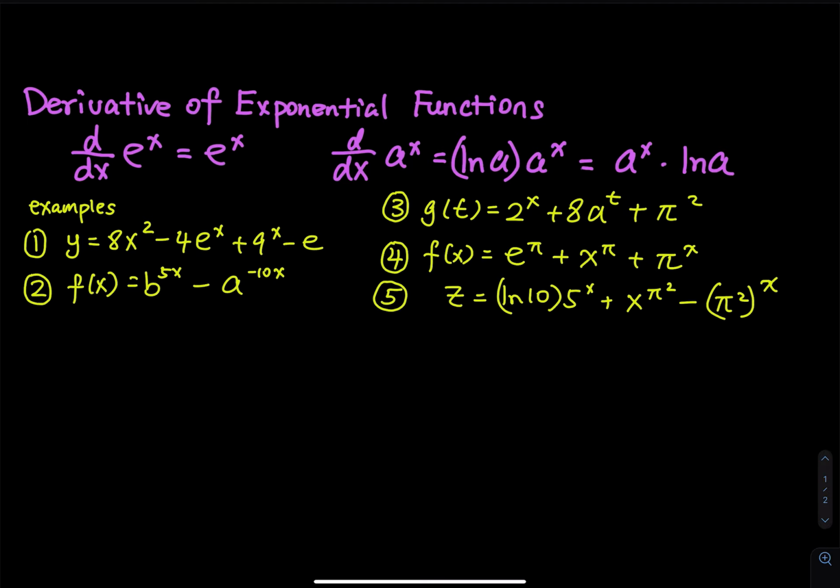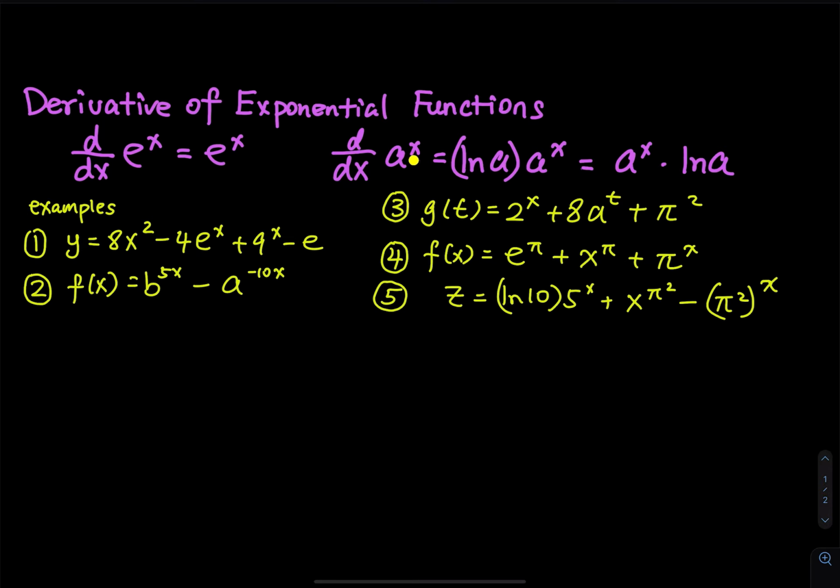Derivatives of exponential functions. So two rules. The first one is the derivative of e to the x is still e to the x. This is a very special case. For e to the x, it doesn't matter how many times you take the derivative, you still have e to the x. And then the other one is a raised to the x.